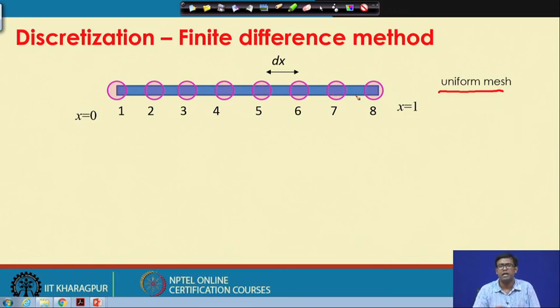A mesh is basically the arrangement of the points in which we are trying to solve the equation, and the discretized geometry has 8 finite points, and the difference between them is dx. This method which we will use here is called a finite difference method.